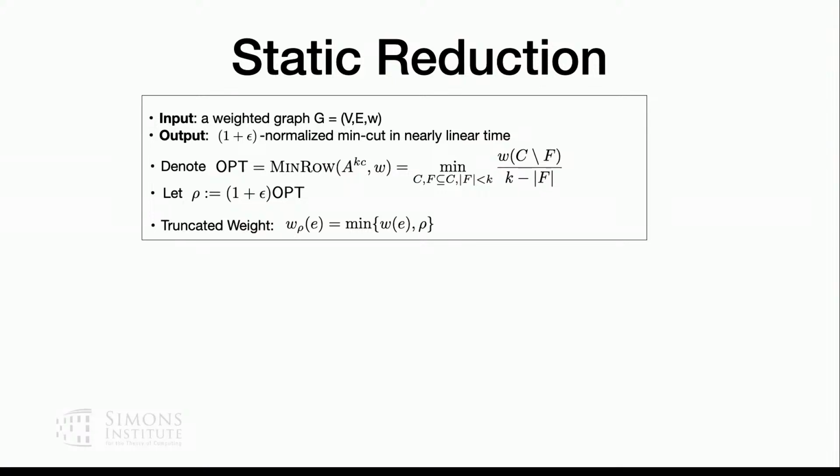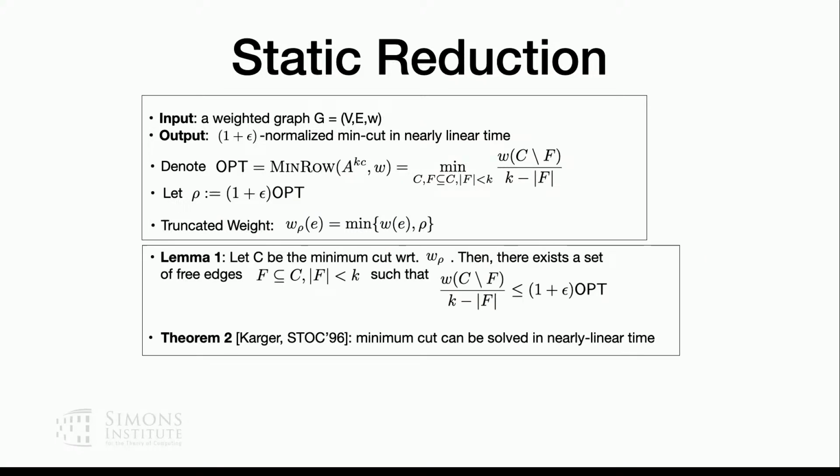Then I define the weight function in the following form: for each edge, I just truncate it. If the weight exceeds row, I set it to row. Otherwise, I keep the normal weight. So basically, it is weight truncation by row.